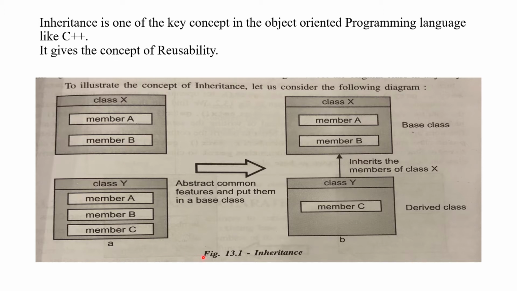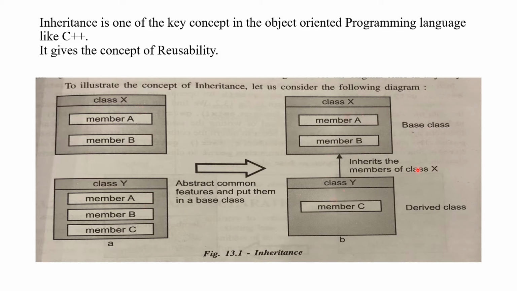So if we try to understand the concept of inheritance through this diagram, we can see we have two separate classes, class X and class Y. In class X we have data members A and B, and in class Y we have data members A, B and C. We can notice that data members A and B are common to both classes. So without wasting memory, we can reuse the data members A and B of class X in Y, and we can inherit them through this process.